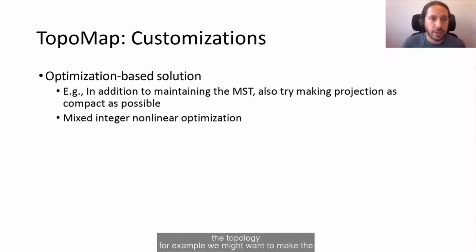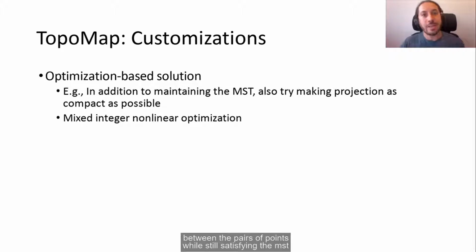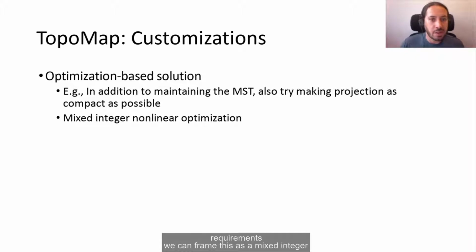So while the previous process created a topology preserving projection, it is possible to add more customizations while still preserving the topology. For example, we might want to make the projection as compact as possible by minimizing the sum of the distances between the pairs of points, while still satisfying the MST requirements. We can frame this as a mixed integer nonlinear optimization, but typically this is difficult to solve.